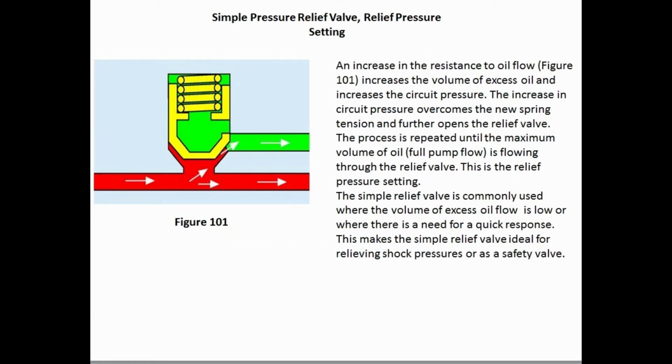Simple pressure relief valve, relief pressure setting. An increase in the resistance to oil flow, Figure 101, increases the volume of excess oil and increases the circuit pressure. The increase in circuit pressure overcomes the new spring tension and further opens the relief valve. The process is repeated until the maximum volume of oil, full pump flow, is flowing through the relief valve. This is the relief pressure setting.